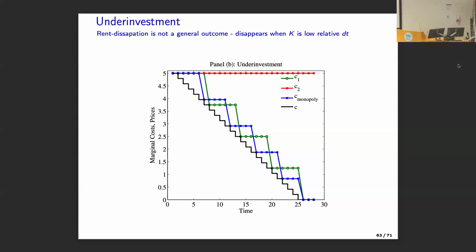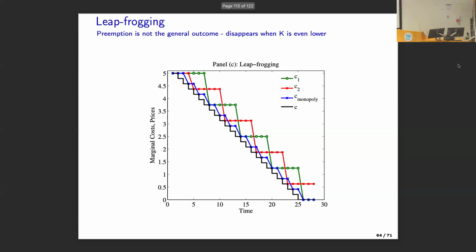But you can look at other simulations. We are able to have the underinvestment case where the monopolist would invest more frequently than one of those oligopolists. You can see that the green line corresponds to the investments which are less frequent. For k relatively low relative to dt, we then have all sorts of leapfrogging. So when k is even lower, this is the leapfrogging simulation, right?